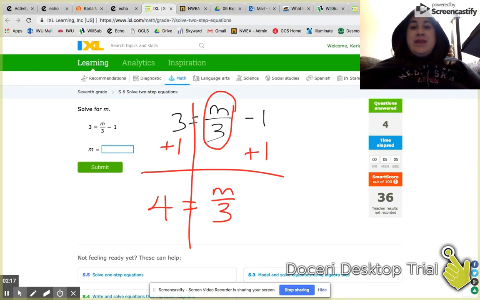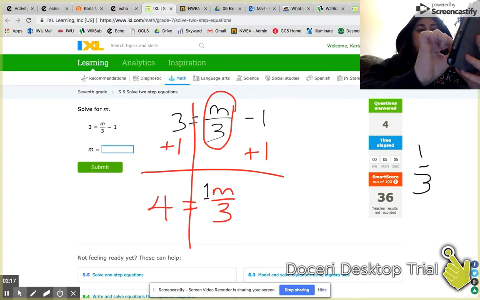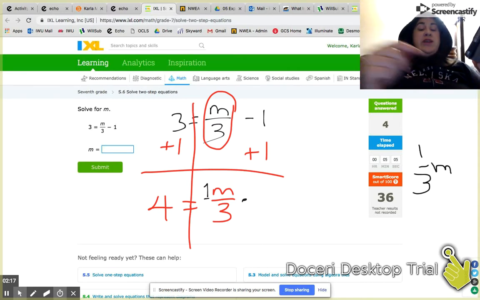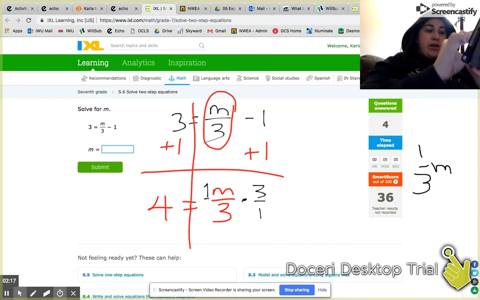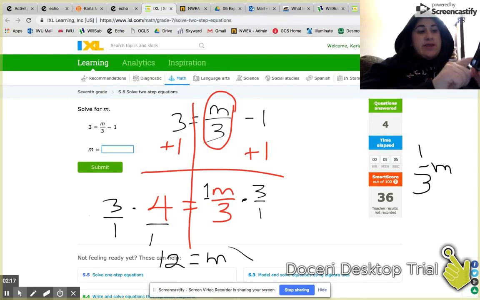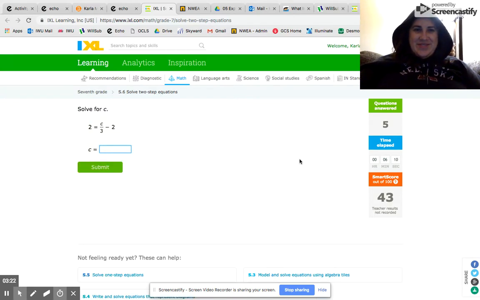Now I have to use the multiplicative inverse. Remember that there's an imaginary 1 right here. So this is the same thing as writing 1/3 times m. So I'm going to multiply each side by the reciprocal or the multiplicative inverse, 3 over 1. So times 3 over 1. If I multiply straight across, I get 3 times 4, which gives me 12 is equal to m. And 12 is my answer. All right, let's try some harder ones.